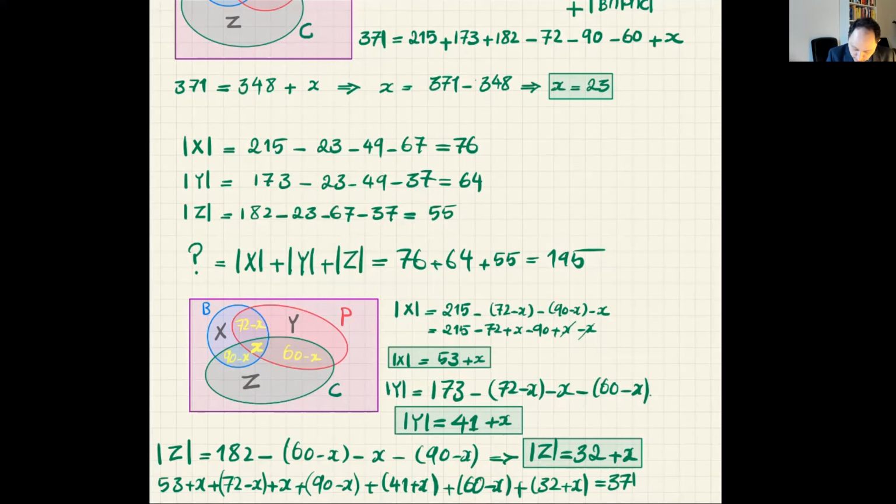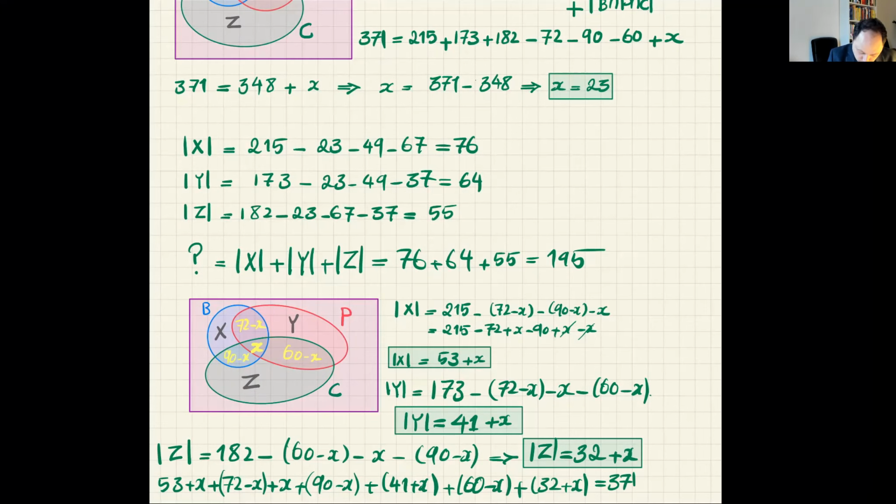If you don't mind, let me just calculate these numbers. First of all, how many X's are left? This one and this one are gone. This one and this one are gone. This one and this one are gone. So you see that I am left with one single X. Then I add these numbers: 53 plus 72 plus 90 plus 41 plus 60 plus 32.